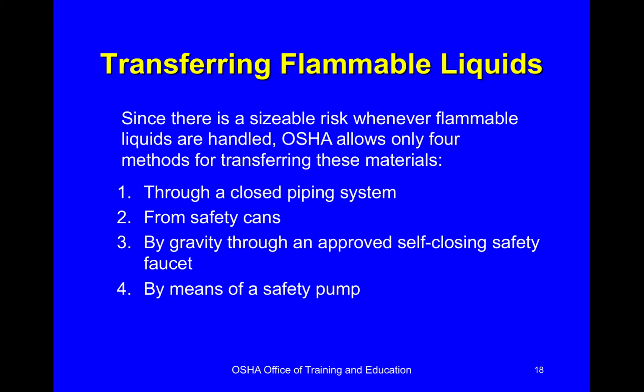Since there's a sizable risk whenever flammable liquids are handled, OSHA allows only 4 methods of transferring these materials. You can only transfer them through a closed piping system, from safety cans, by gravity through an approved self-closing safety faucet, and by means of a safety pump.